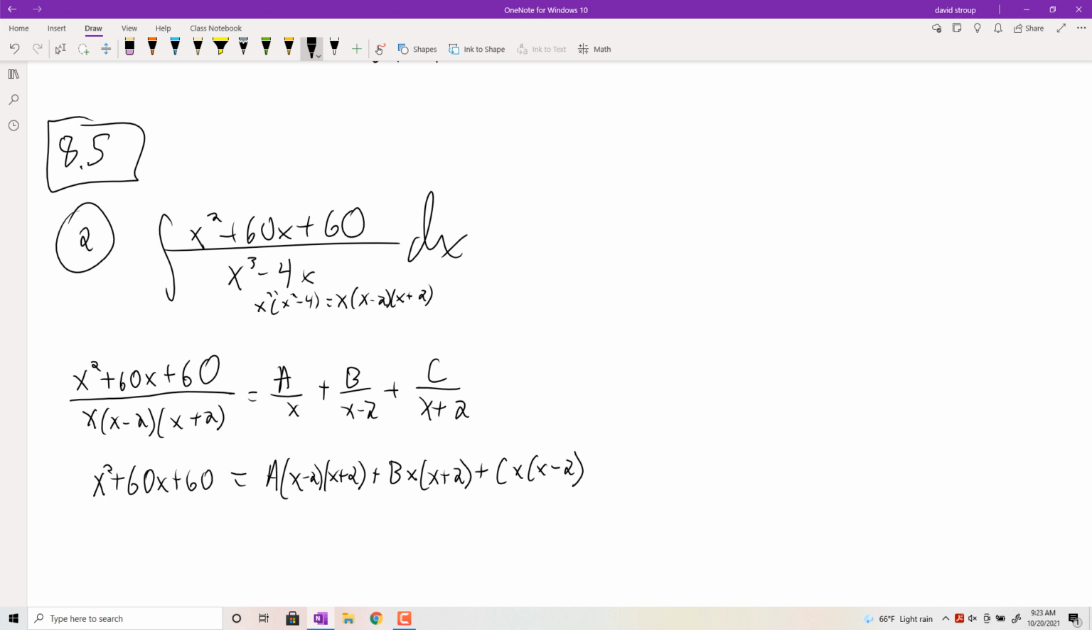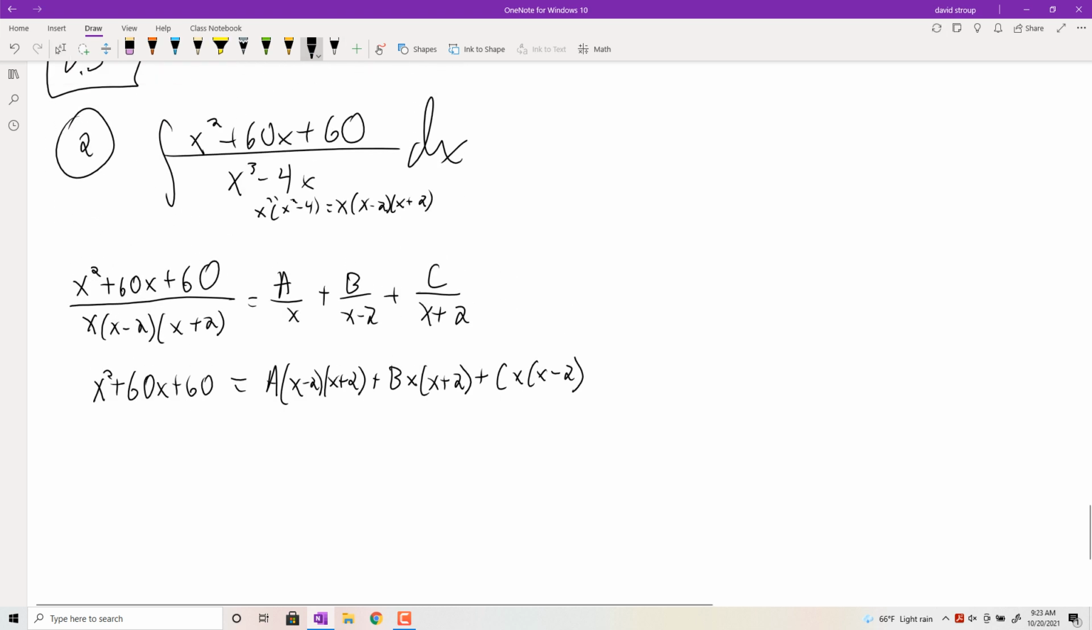I'll use that, I forget which method, but it's kind of like a substitution method. You just plug in to get rid of the x's and some of the constants, a, b, or c. So if you let x equal 0, and plug in everywhere, you get 0 plus 60 times 0, which is 0, plus 60 equals, and if you plug in 0 on the right, a times negative 2 times positive 2 would be negative 4a, and then b times 0 times 2 is 0, plus c times 0 times negative 2 is 0. So all that junk is just 0, and you have a then equals negative 15.